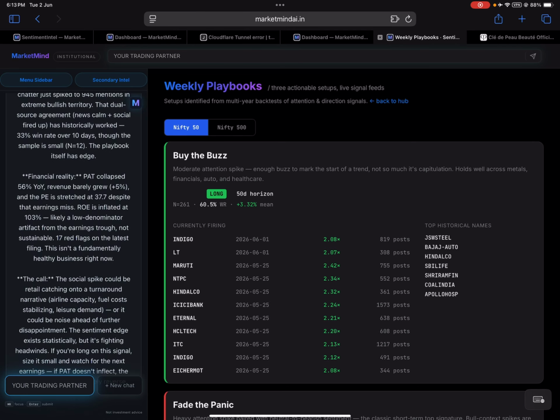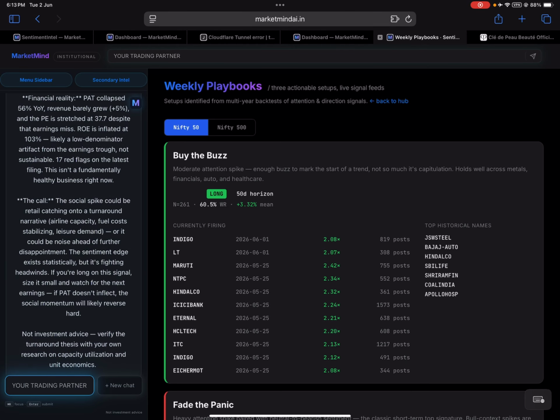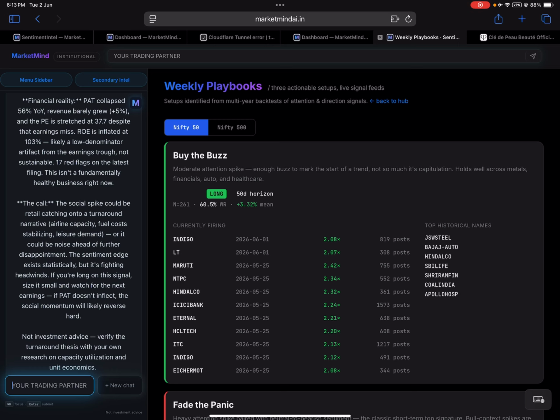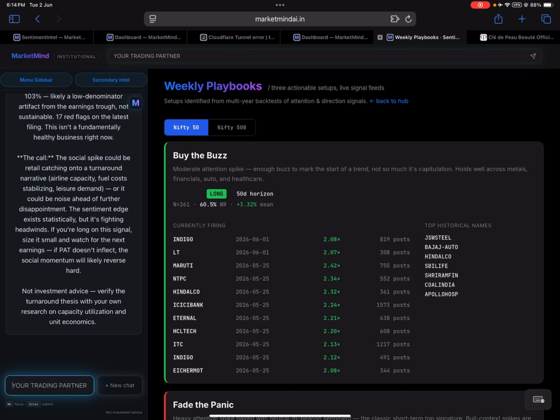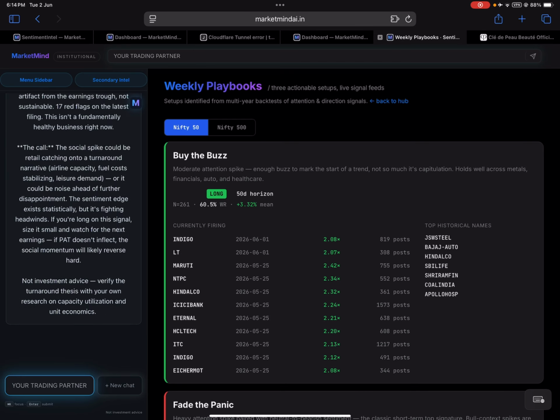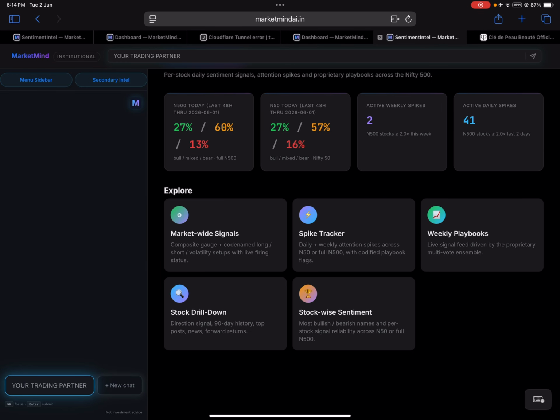Social chatter spike, 33% win rate. Here's the financial reality. The PE is stretched, the PAT has collapsed. Hmm. Yeah, it just seems like a turnaround play, as we can see here. And that was made clear by the AI pretty much instantly. And I'm sure most of us would agree with that sentiment, that it's probably a short-term spike on Indigo, and it might just stay here or go to lower levels in the medium to long term if they don't get a bigger turnaround in the earnings story. Which is go on to now the fourth part, stock drill down.